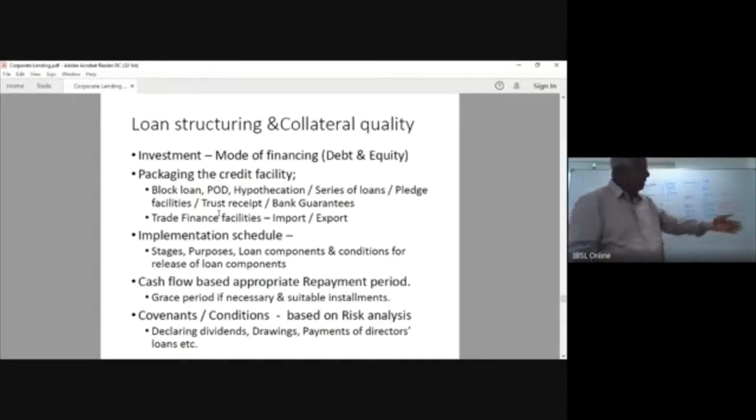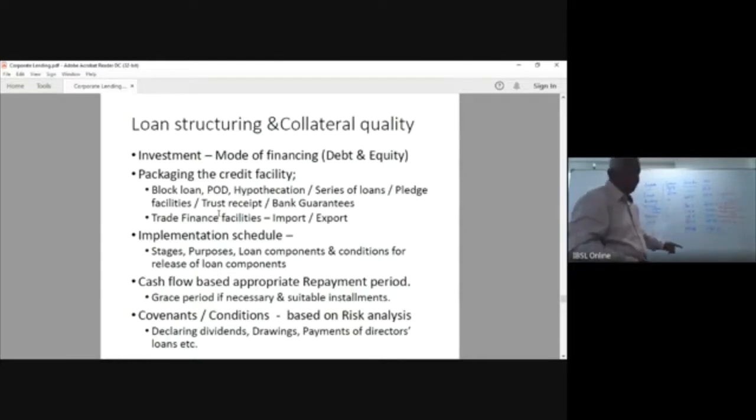Maybe a block loan, maybe POD, permanent overdraft facility. Maybe depending on the case, a hypothecation or series of loans, pledge facilities, trust facilities, bank guarantees, trade finance facilities, import, export, based on that. Very simple one I have explained to you for you to understand.